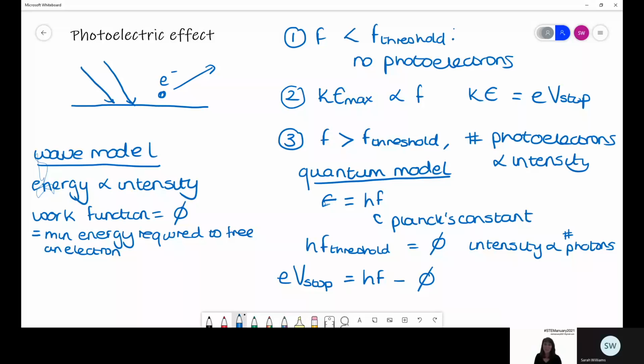So as I said before, this was a really pivotal experiment in the development of quantum mechanics, which is something that I'm sure those of you who go on to study physics more at university will learn a lot more about.